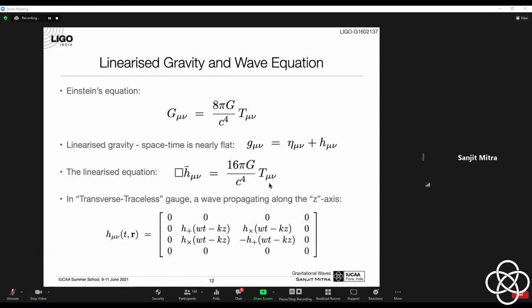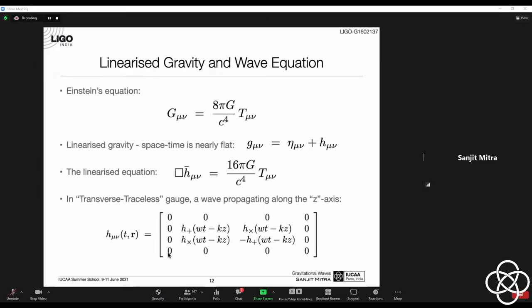One of the trivial situations would be when you put this to be zero, that is, you are in vacuum. That does not mean this is zero everywhere. This was not zero at some point, but suppose you are seeking the solution at a point in vacuum. Then when you solve this equation, box of h mu nu equal to zero, you get a solution like this in the right coordinate system, which is called the transverse traceless gauge.